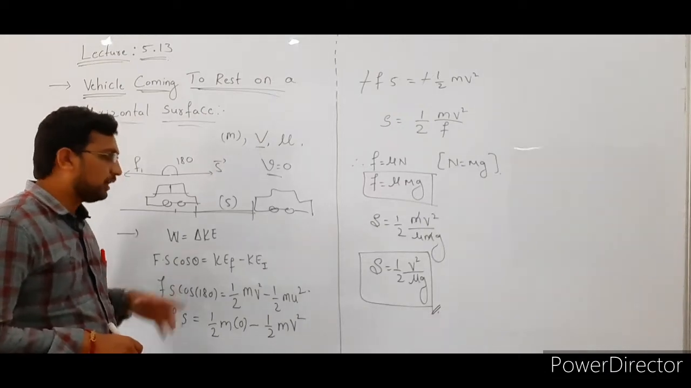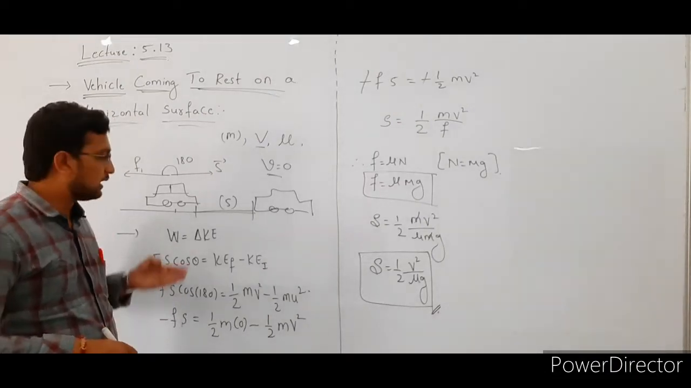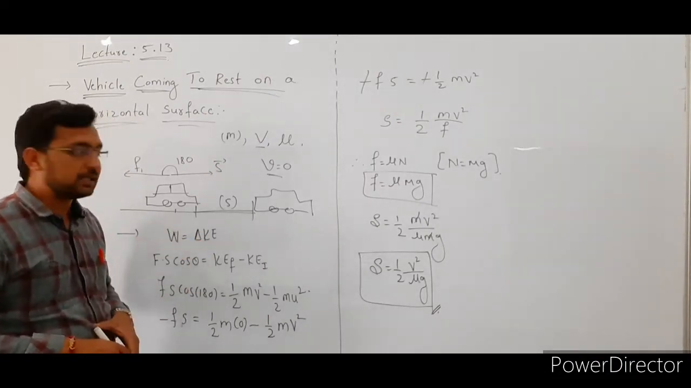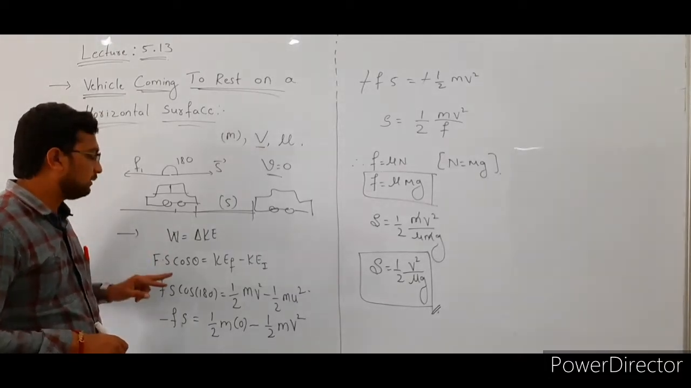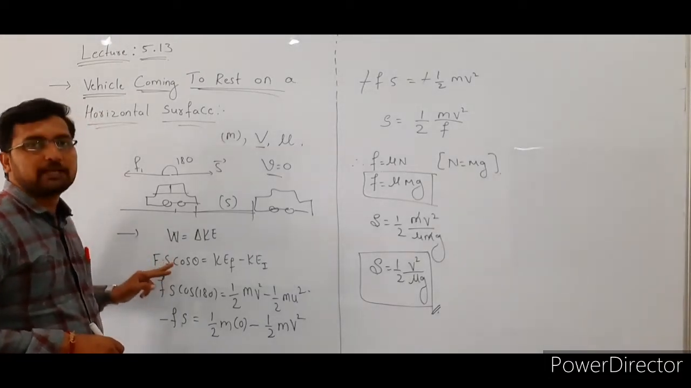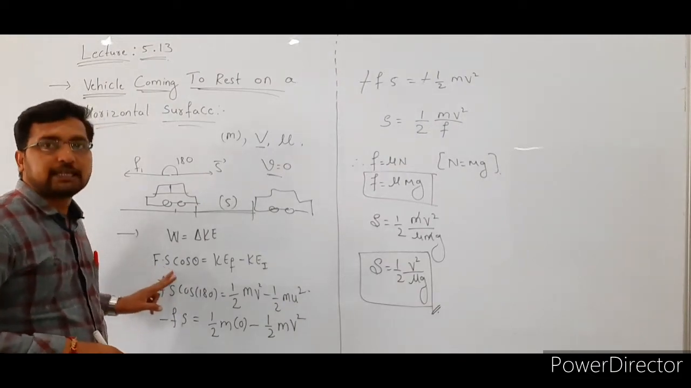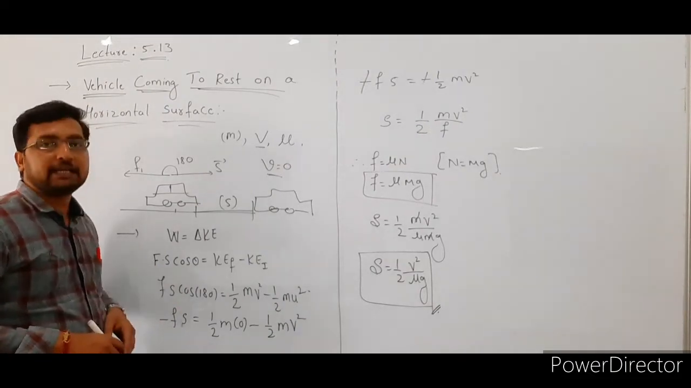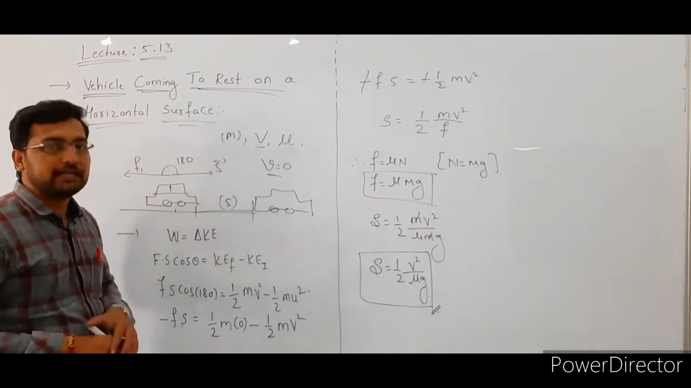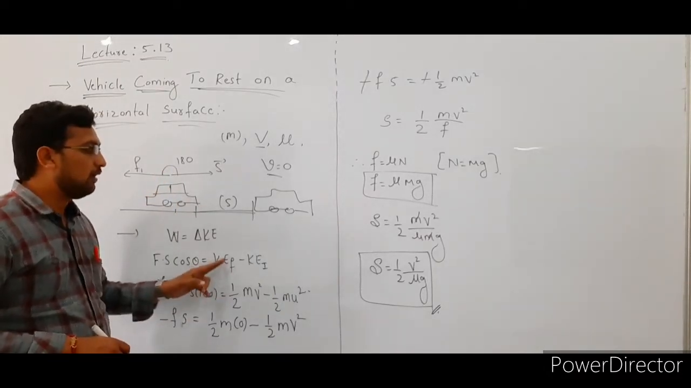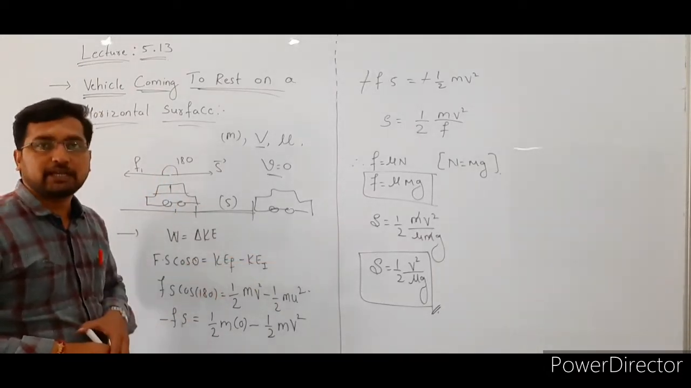Then according to the work energy theorem, work done by the force is equal to change in kinetic energy. Work done is nothing but the product of force into displacement into cos theta. Here F indicates the force, S indicates the displacement, theta indicates the angle between the force and displacement. That is equal to final kinetic energy minus initial kinetic energy.